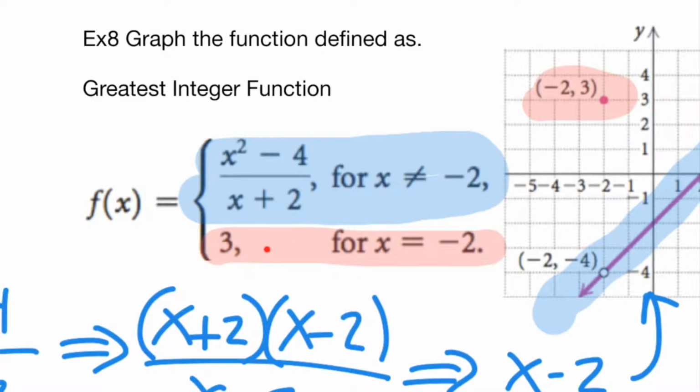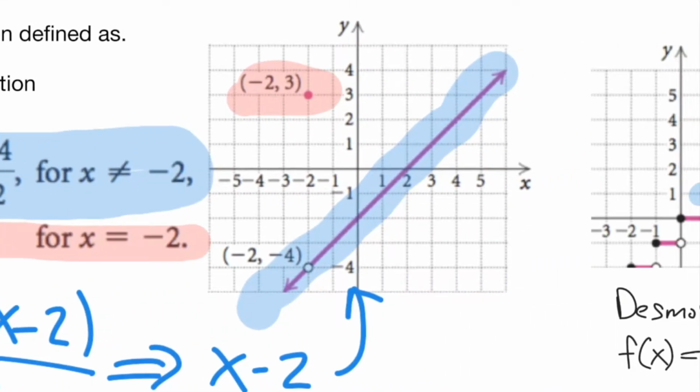And you can see the red piece gets plotted just as a single point right here, because when x is negative 2, bam, the value of the function should be 3. It's only one single point here. It's what's called a removable discontinuity. But you don't have to worry about that till calculus, really.